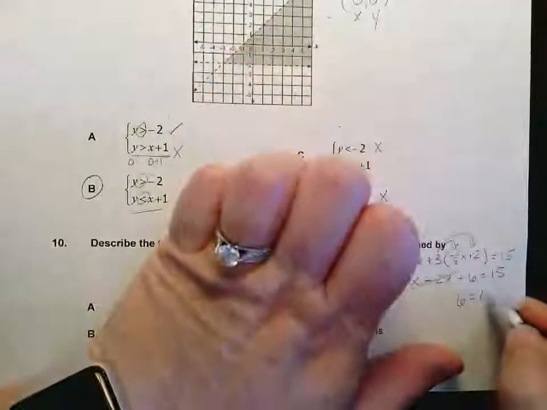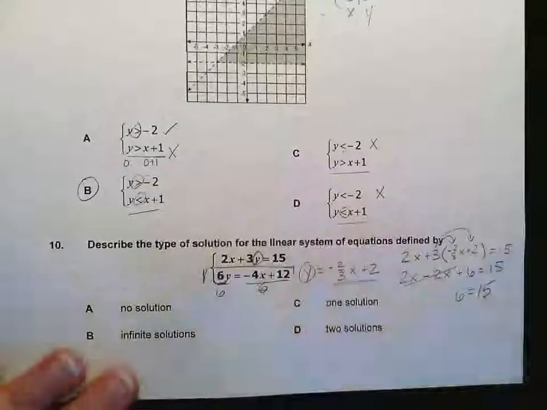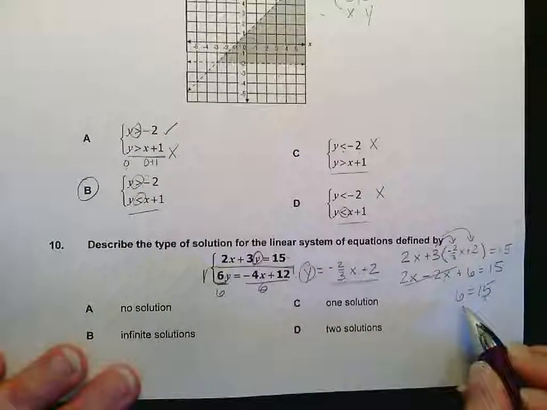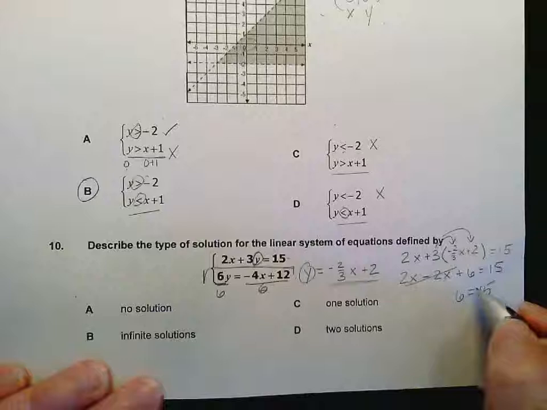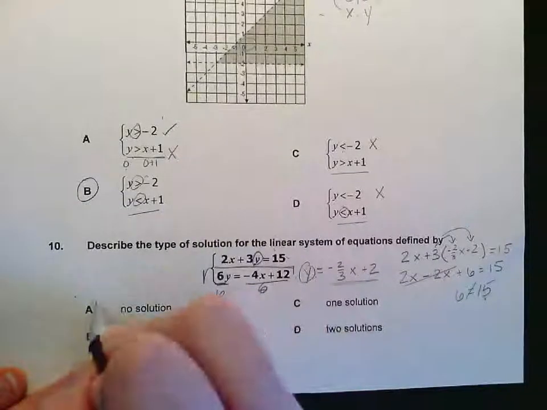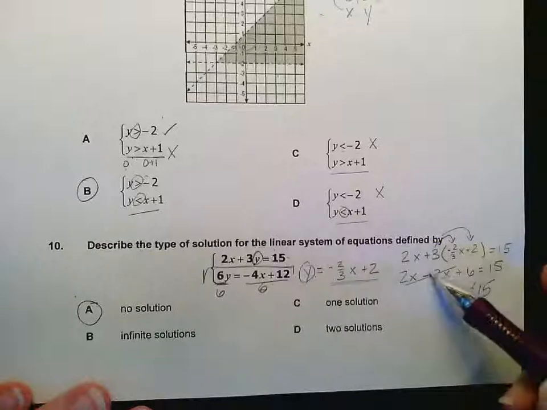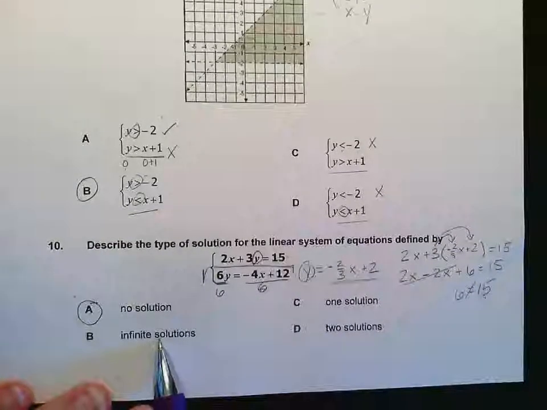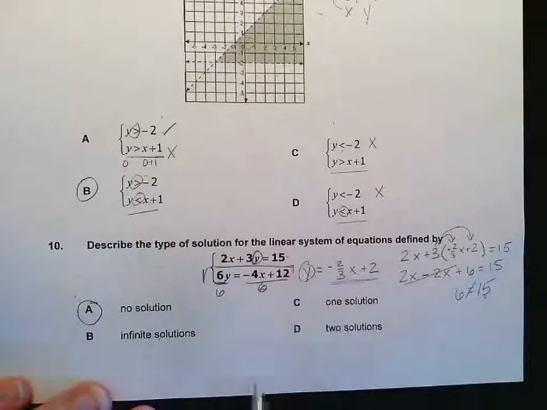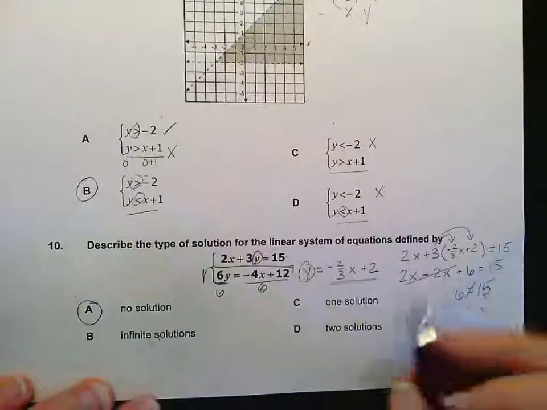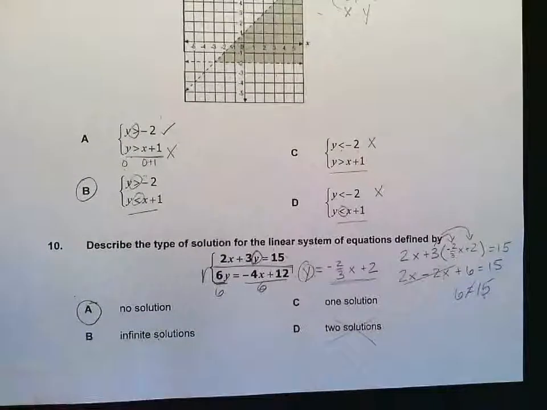6 equals 15 has no letters left. But is that true? Does 6 equal 15? It doesn't. So since it doesn't work, it is no solution. Remember, if the letters go away and it does work, it's infinite solutions. And if the letters don't go away, it's going to be one solution. You can never have two solutions to two linear equations.